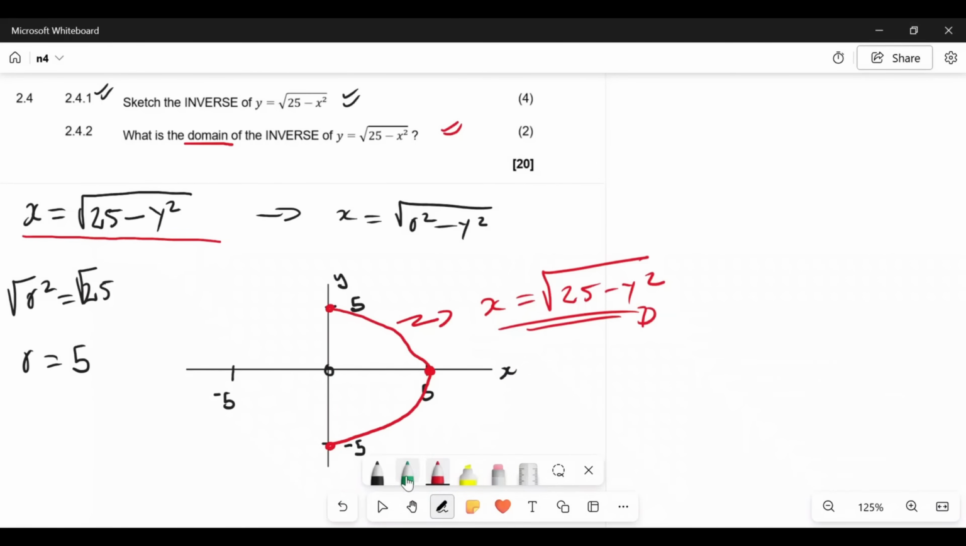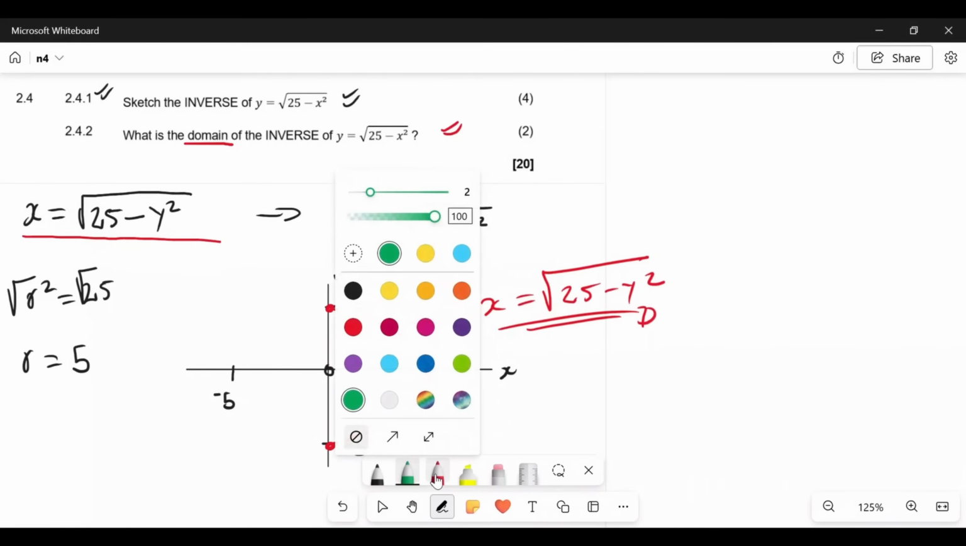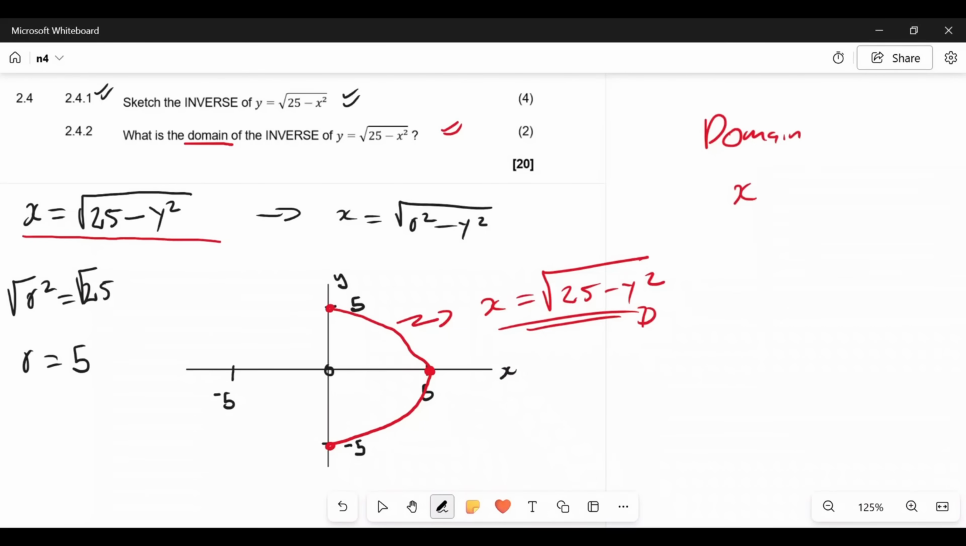If you look at our graph there, I'm going to use green. Our graph starts from here. At this point, when you look at x, that is 0, right? And where else do our graph end? It ends there at positive 5. So now, if you write your domain, let me just write it here. X is actually greater or equaling to 0, but less than or equaling to 5. So here is our domain, guys. You can write it like this.